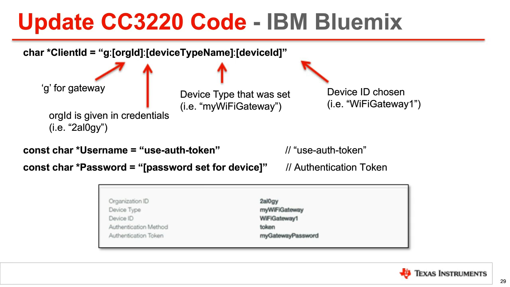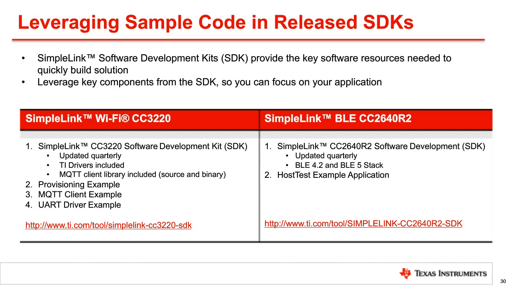And that's all there is to it. The best part about this gateway design is that all of the software components needed to create it can be found as part of the SimpleLink software development kits for the SimpleLink Wi-Fi CC3220 and the SimpleLink Bluetooth Low Energy CC2640R2. And the software can be run on the CC3220 and CC2640 LaunchPads to let you quickly prototype the system and allow you to focus on your application.